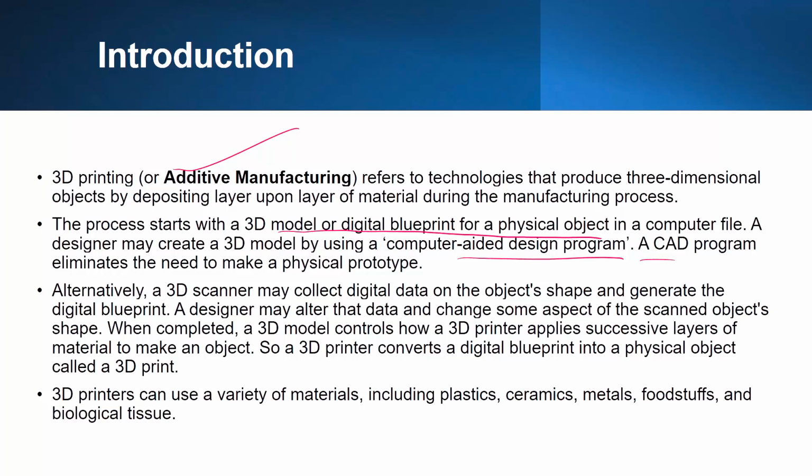Alternatively, a 3D scanner may collect digital data on the object's shape and generate the digital blueprint. There are 3D scanners available these days apart from the printers, which can capture the object's shape and generate the digital blueprint. A designer may alter that data and change some aspect of the scanned object's shape. When completed, a 3D model controls how a 3D printer applies successive layers of material to make an object. So, a 3D printer converts a digital blueprint into a physical object called a 3D print, and this 3D print can use a variety of materials: plastic, ceramics, metal, foodstuffs and biological tissues as well.